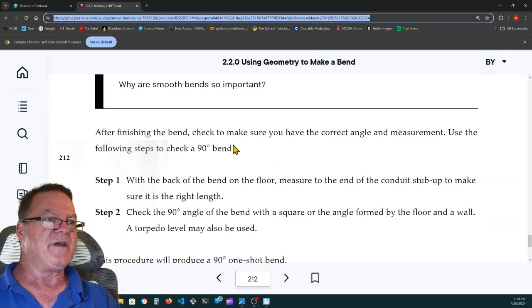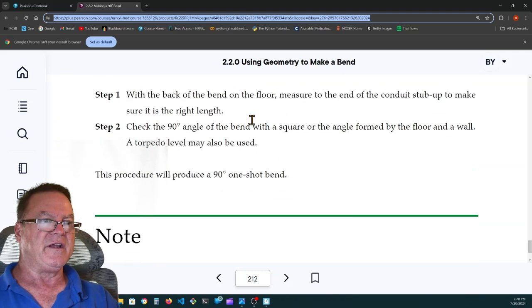After finishing the bend, check to make sure you have the correct angle and measurement. Use the following steps to check the 90. With the back of the bend on the floor, measure up to the end of the conduit stub up to make sure it's the right length. Check the 90-degree angle of the bend with a square or the angle formed by the floor and a wall. A torpedo level may also be used.